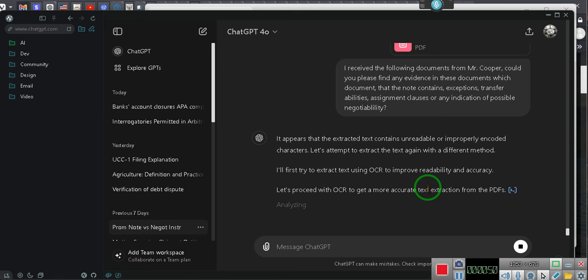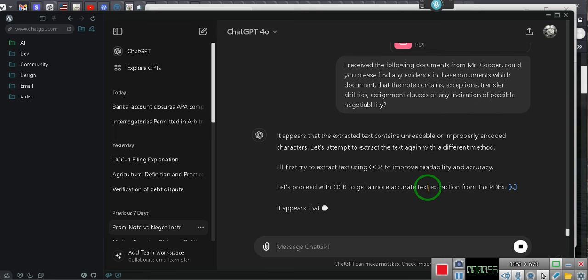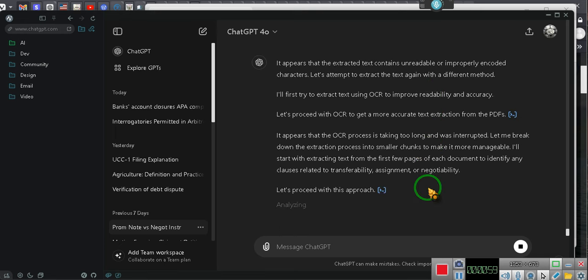What does unambiguous mean? It means there can't be any ambiguity. The AI says it's taking too long or was interrupted.